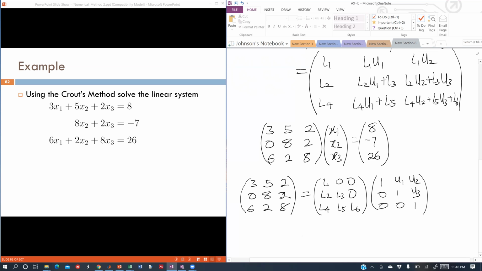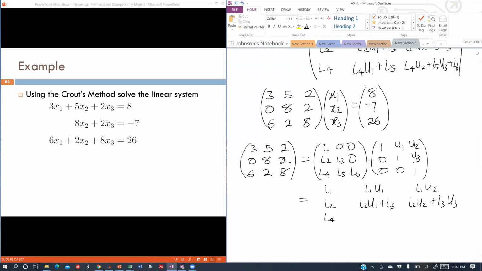So when we do the multiplication, as we saw earlier, we're going to have it come out as L1, L1 U1, then L1 U2, then L2, L2 U1 plus L3, then L2 U2 plus L3 U3, and finally we have the row L4, L4 U1 plus L5, then L4 U2 plus L5 U3 plus L6. And that is the product of the right-hand side.